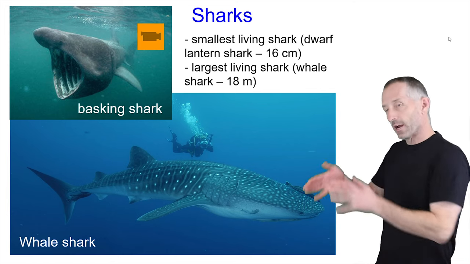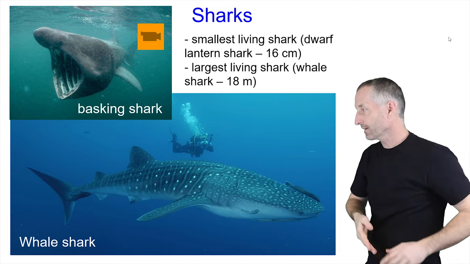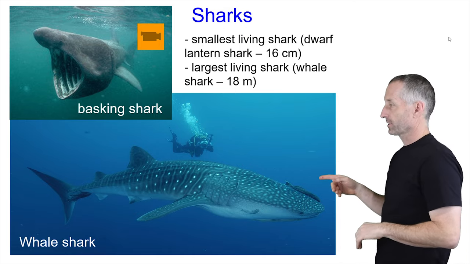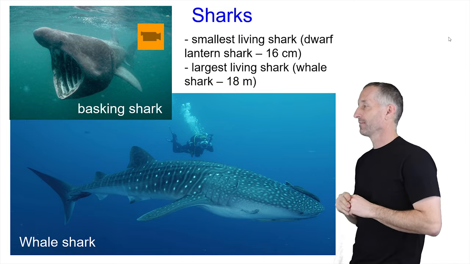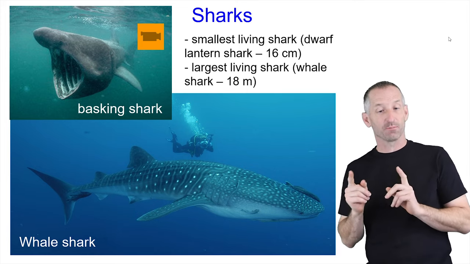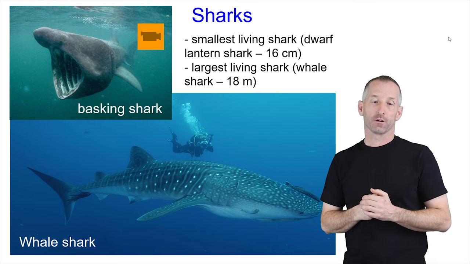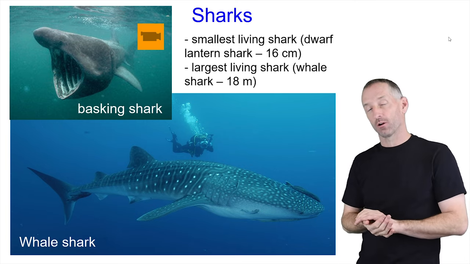So those are skates and rays. They're sort of compressed like this so that their fins are out on the side and they're very flat. You also have the classic sharks, including the smallest living shark ever, which is called the dwarf lantern shark. It's only 16 centimeters long. And the largest living shark ever, which is the whale shark, which can be up to 18 meters long.